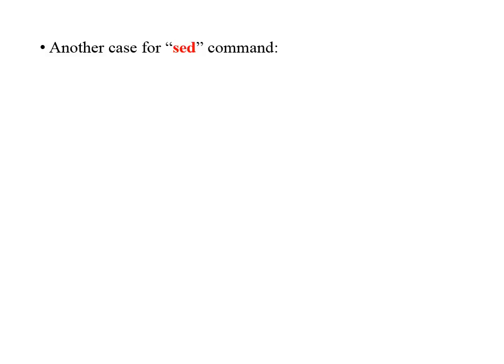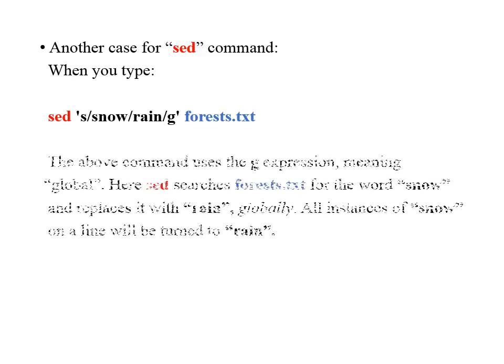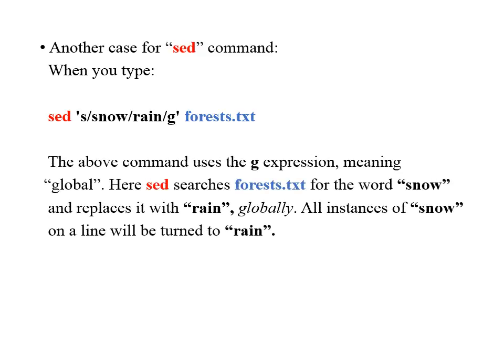Another case for the sed command. When you type sed s/snow/rain/g forests.txt in your terminal and hit enter button. The above command uses the g expression, meaning global. Here the sed command searches forests.txt for the word snow and replaces it with rain, globally. All instances of snow on a line will be turned to rain.